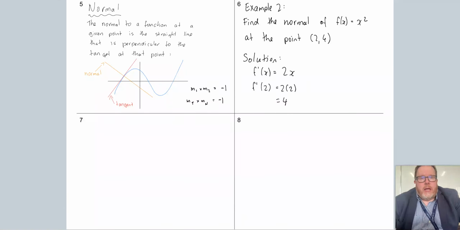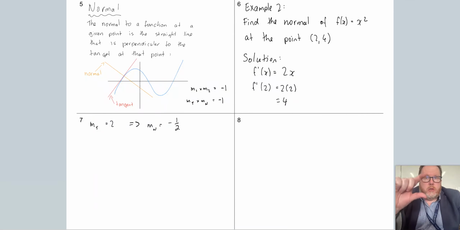Now we want to find out the normal. So if mt is equal to 4, then the normal gradient is equal to -1/4. Okay, so 4 is 4 on 1, flip it to a quarter, change the sign, so it's -1/4. If you want to, you could just multiply them together and then work out what mn is from there. So we've now got our gradient, and now that we've worked out the new gradient, the rest of it is actually the same as well.